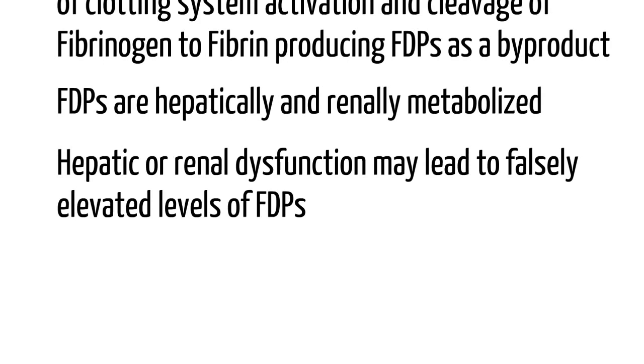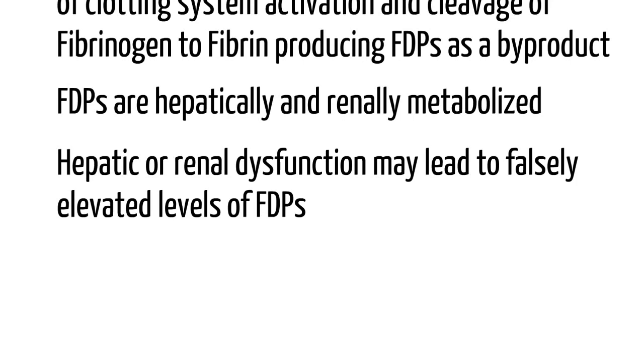Now, fibrinogen degradation products are hepatically and renally metabolized. That means through the liver and through the kidneys. Because of this, if the patient has liver or kidney dysfunction, the fibrinogen degradation products may be falsely elevated. So it's something to keep in mind when interpreting this test in a patient who you think has DIC.